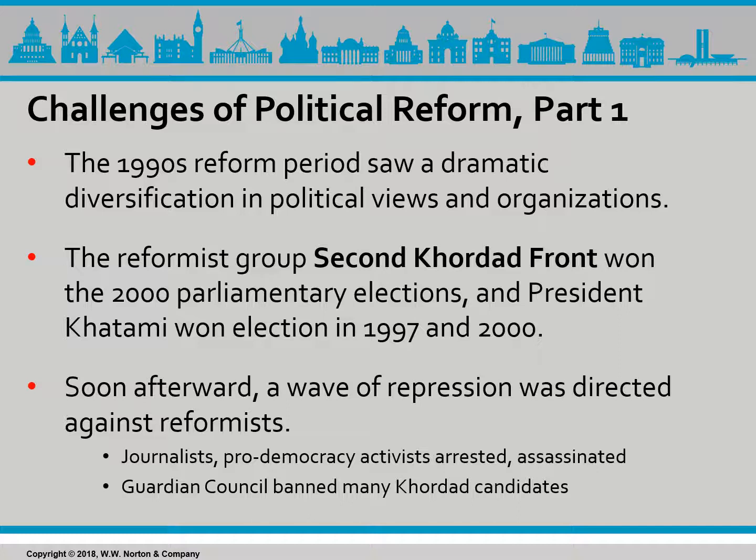Now, that reformist group, they won 189 out of the 290 seats, but in 2004, that's when the repression reasserted itself. The Guardian Council banned most of the Khordad candidates from running, including about 80 sitting members of parliament. So the reformists took hold for a time, and then they were banned. They were pro-democracy. Journalists, everyone was either arrested or assassinated, which is, again, bleak.